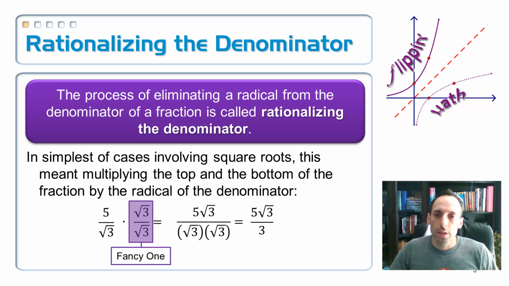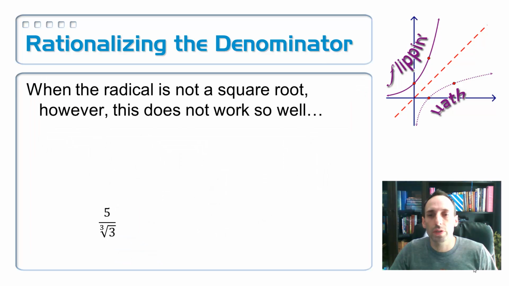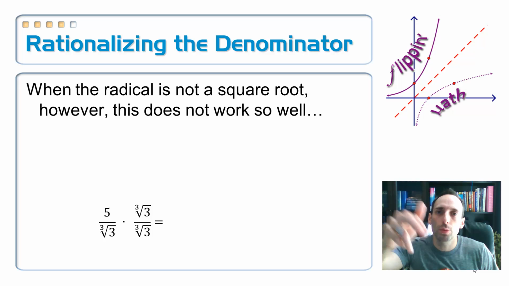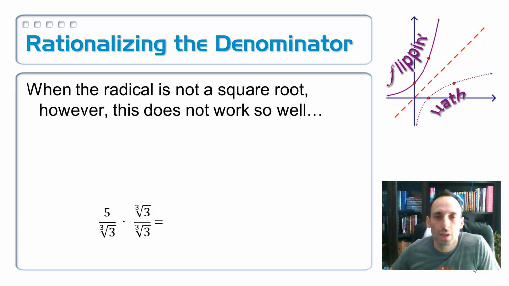Okay, so let's see if the process is the same whenever it's, say, the cube root instead. So I have 5 divided by the cube root of 3. So let's try the same thing. Let's multiply by a fancy 1. Let's try to multiply by the cube root of 3 on the top and bottom. That makes sense. Just following the same pattern that we did before.